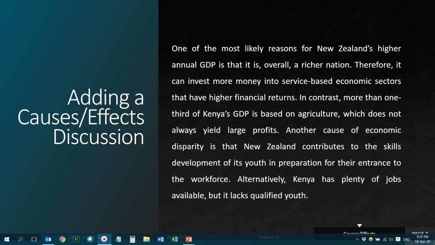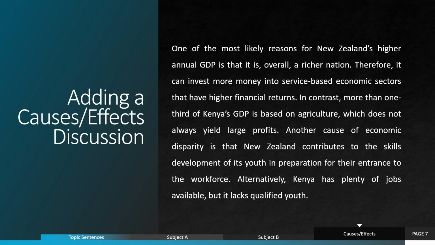Another cause of economic disparity is that New Zealand contributes to the skills development of its youth in preparation for their entrance to the workforce. Alternatively, Kenya has plenty of jobs available, but it lacks qualified youth.